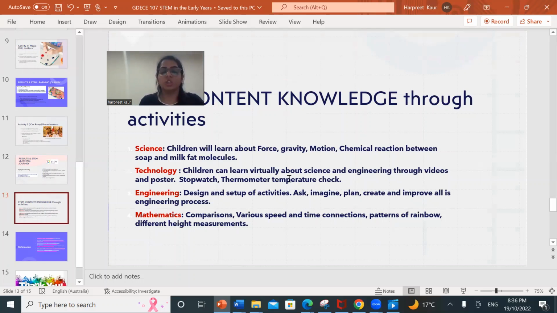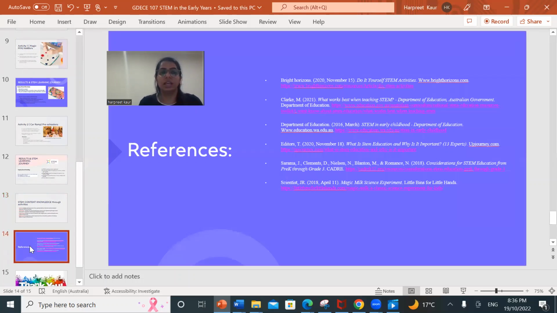And then engineering is all about asking, imagining, planning, creating, and improving things. So the design and setup of activities can relate to engineering. And then further, mathematics: comparisons of speed and time, connections, patterns of the rainbow, and different height measurements can be taken as mathematics concepts. And next, all this is about the references for my presentation.